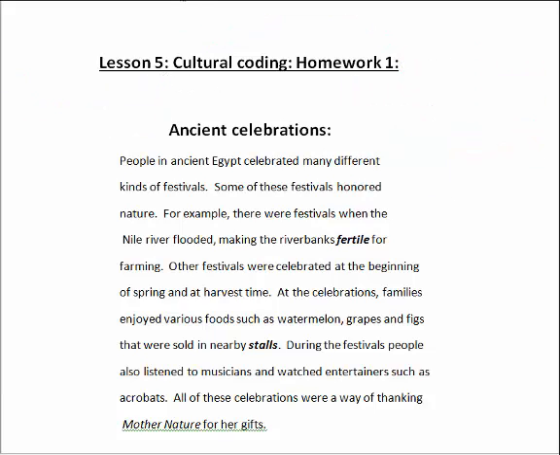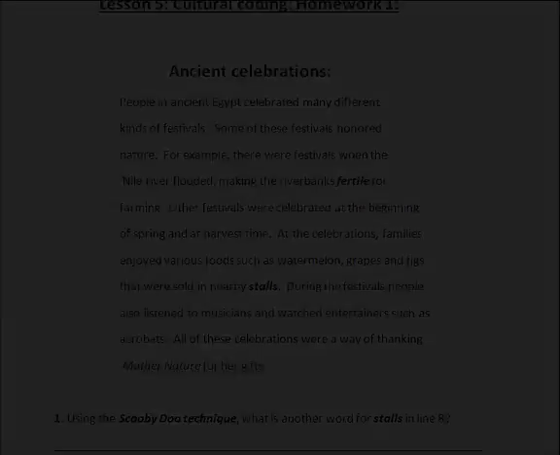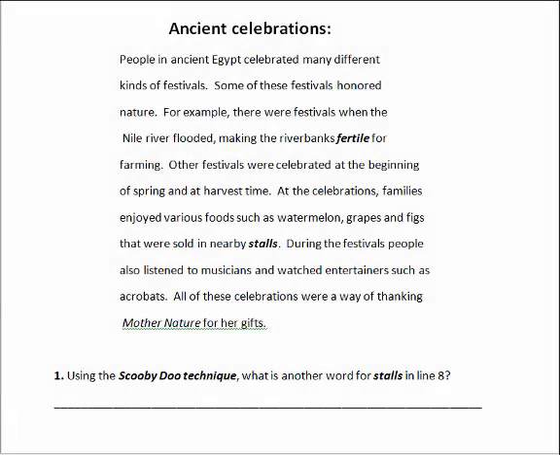Let's go ahead and take a look at the passage that we're dealing with right now. The name of this passage is called Ancient Celebrations. The topic sentence says, people in ancient Egypt celebrated many different kinds of festivals. Some of these festivals honored nature. So we have the main subject, which is festivals. And why are they doing that? Is to honor nature. Now we're going to have details to support that.